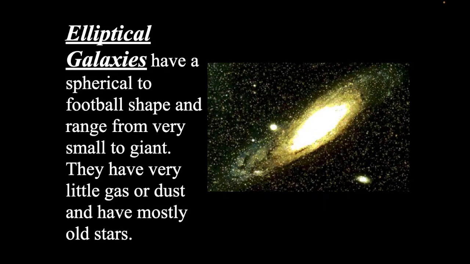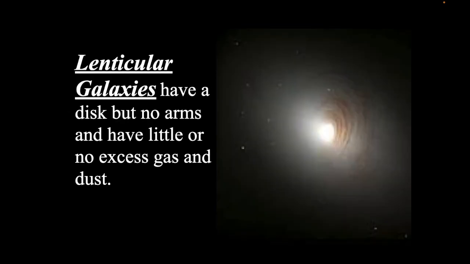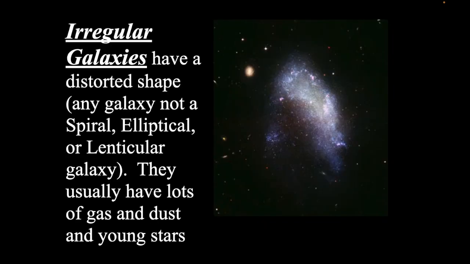Continuing on with the different galaxies, we have the elliptical, which is like an oval shape, kind of a football shape. And then we have lenticular. Think of a lentil bean. It's a small little circle, but there are no arms here. Then we have irregular galaxies, and there's a lot of different types of irregular galaxies. This is just no pattern, no shape.